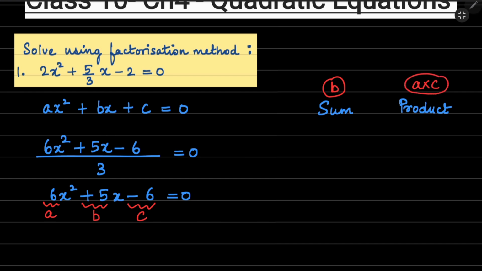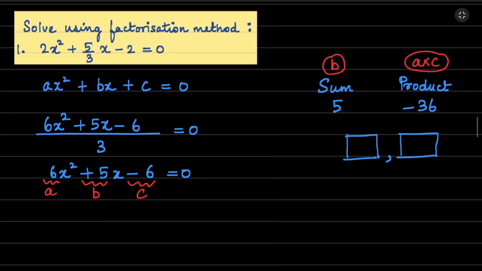So now what is the sum? Sum is b. B is nothing but plus 5. Product is a into c. 6 into minus 6, which is minus 36. Now the minute you have your sum and the product value, you should get two numbers whose sum will be plus 5 and whose product will be minus 36. So the minute we know, right? We know 9 4s are 36, and the difference of 9 and 4 is 5. So we can write 9 and 4.